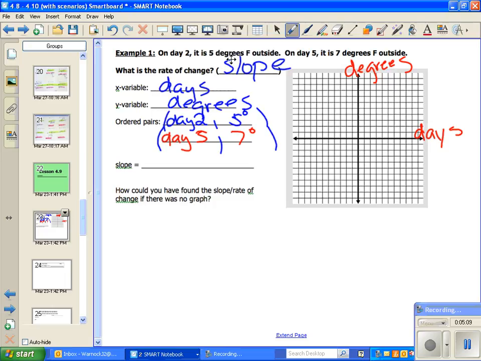Megan, how do you plot day 2, 5 degrees? Good. Right 2, up 5. Okay, and how'd you plot day 5, 7 degrees, Christina? Okay, good. Over 5 days, 1, 2, 3, 4, 5, up 7, 1, 2, 3, 4, 5, 6, 7. Okay, connect those 2 points and make your line.